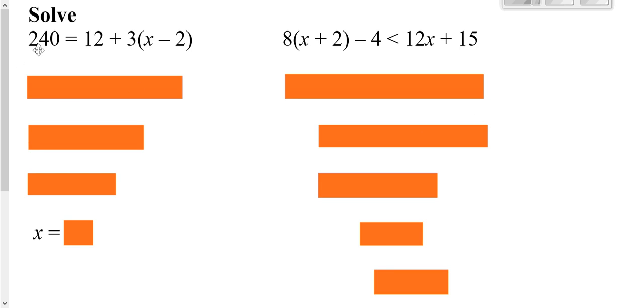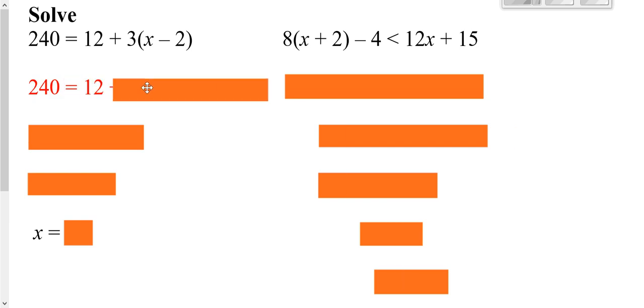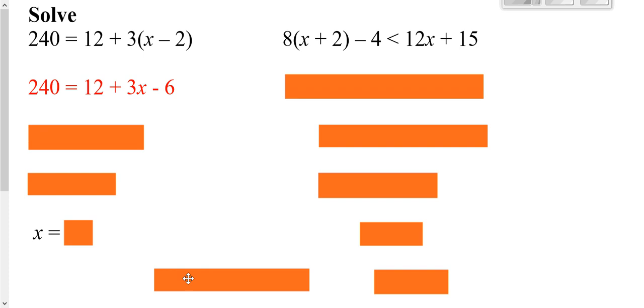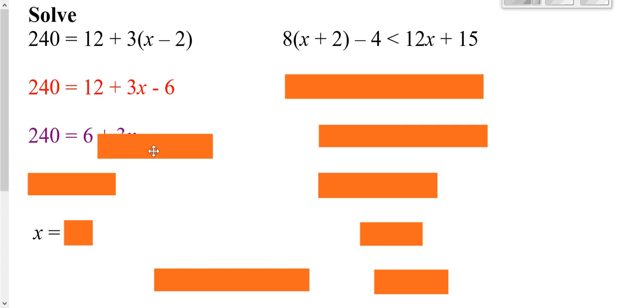So the first thing we'd want to do here to try to get x by itself is distribute through the 3: 3 onto the x and 3 times the negative 2. So we'll bring down that stuff, 3 times your x, 3 times your negative 2. Now we're going to go ahead and combine like terms of the 12 and the negative 6. 12 minus 6 gives us a positive 6 on the right-hand side.